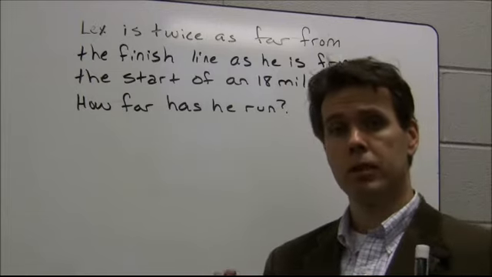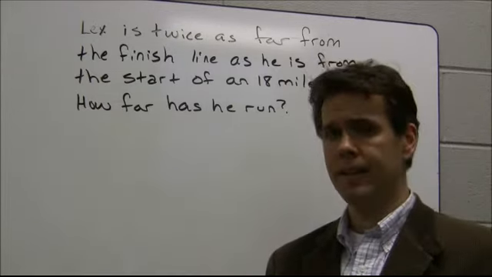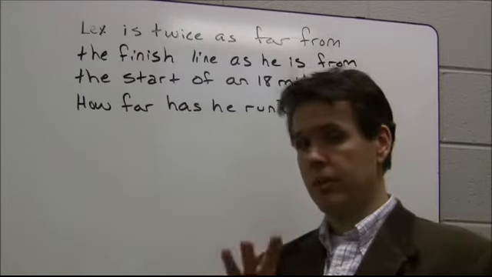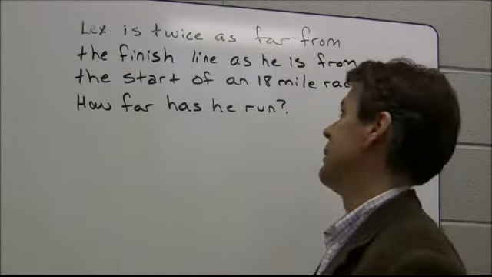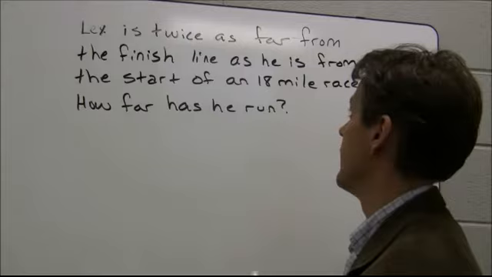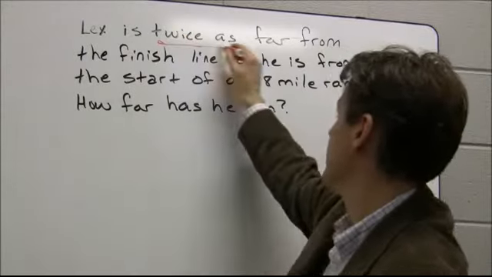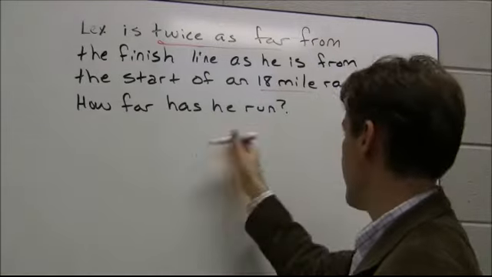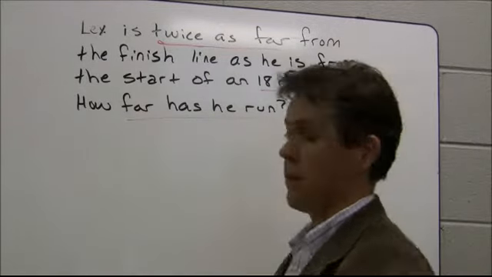It's helpful when you look at these word problems to identify given information. If it's written down for you, you can certainly circle them. If it's on the computer, I don't recommend circling stuff like that. But if it's written down, we can kind of begin to identify what's given here. Let's see, twice as far. Okay, so that's something I need to know from the finish line. And 18-mile race, how far has he run? So that's what we're looking for. How far has he run?